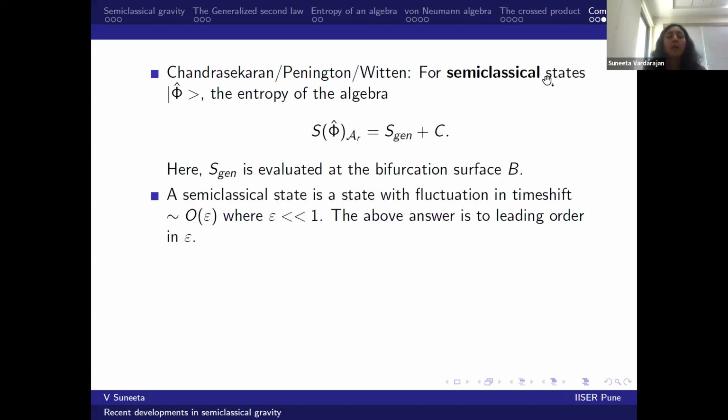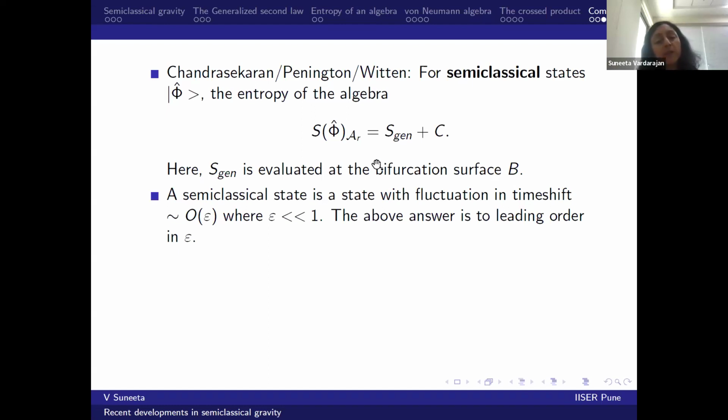Okay. A semi-classical state is not very hard to define. It is a state with small fluctuation in the conjugate variable to the ADM Hamiltonian. That small is of order epsilon, where epsilon is a small number, and the result which I've just showed you is to leading order in epsilon. So you have added a new degree of freedom called the time, and you don't want fluctuations in that to be very large. So you only take those states.